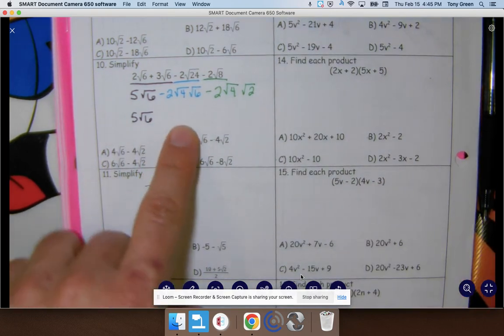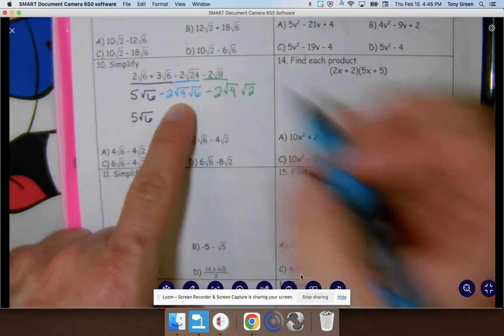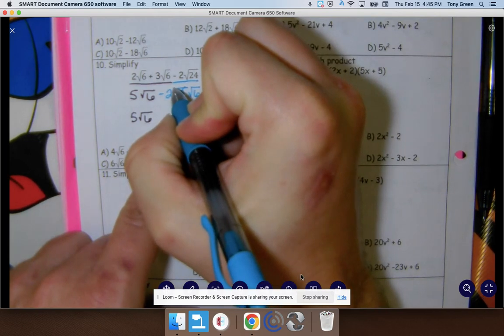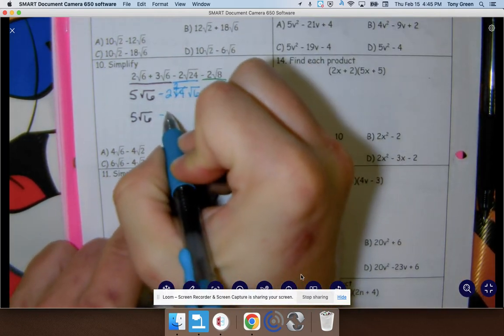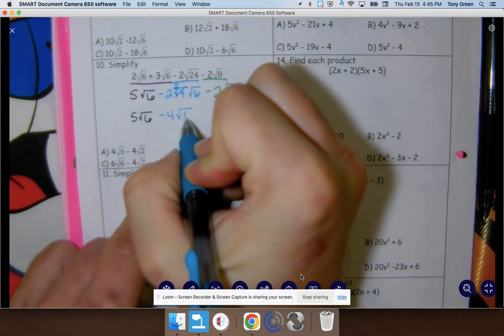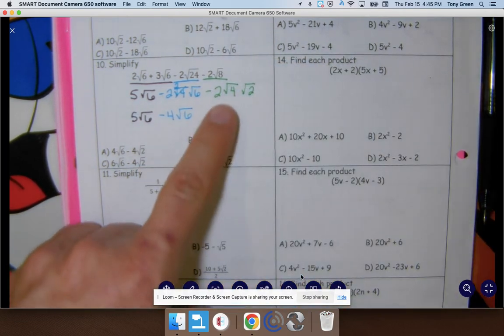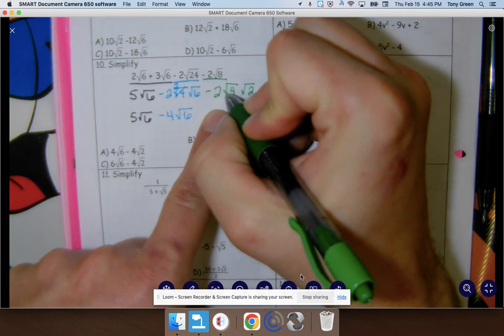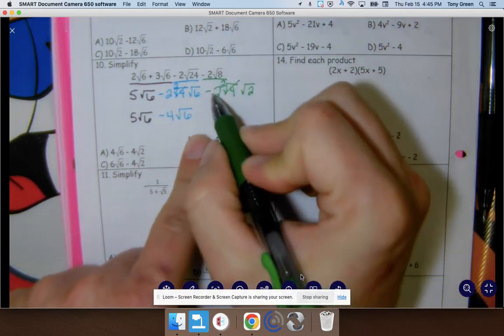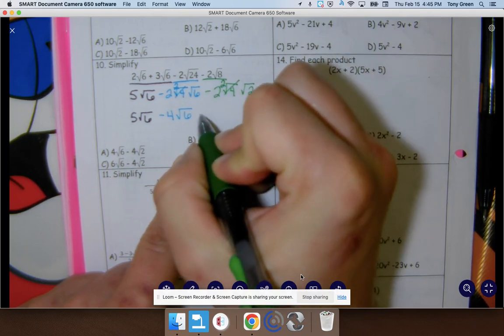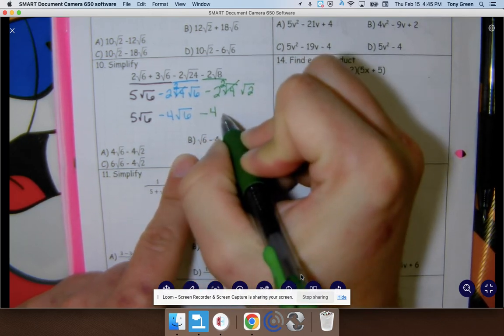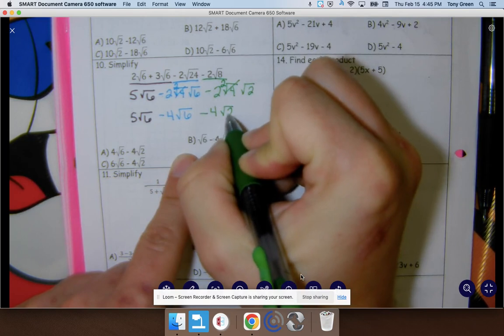Now the square root of 4 is 2, so that'll be a 2. Negative 2 times 2 is negative 4 square roots of 6. Square root of 4, that's a 2. So negative 2 times the square root of 2. Negative 2 times 2 is negative 4 square roots of 2.